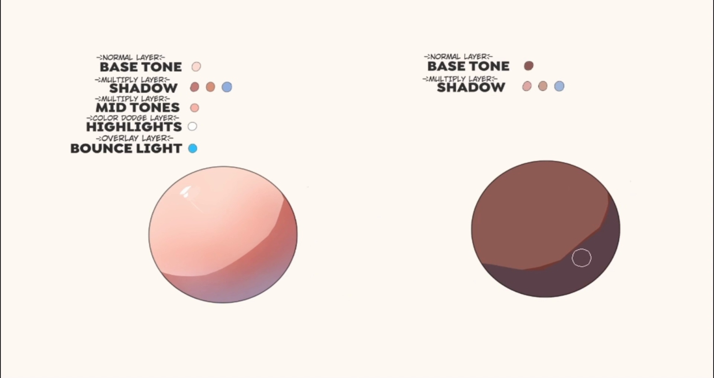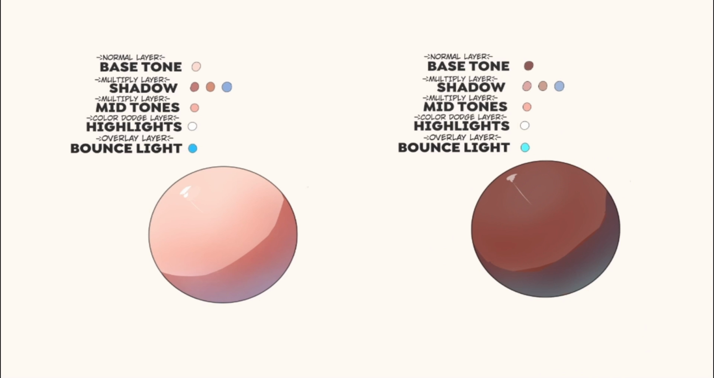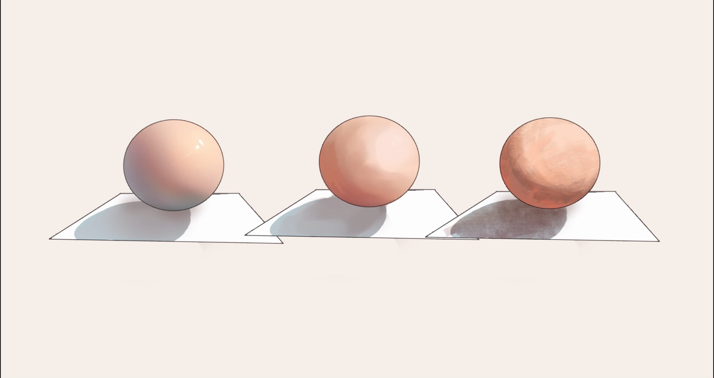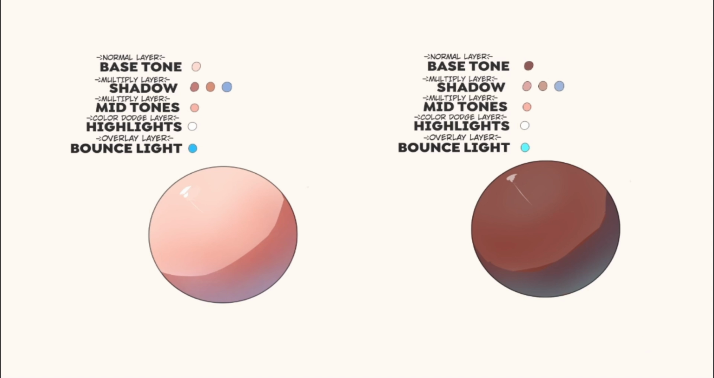I usually like using a bluish color for the shadow, because I think it looks a lot more interesting. I also use a warm color for the midtones to contrast the shadow, and then add the finishing touches like the highlights and the bounce light. Now, the skin can be a lot more complex than this, and there's a bunch of other ways to shade it, but it still follows the same principle, so keep it in mind.